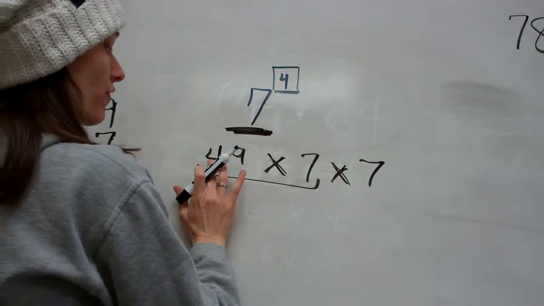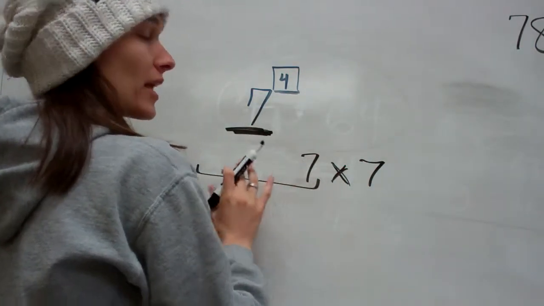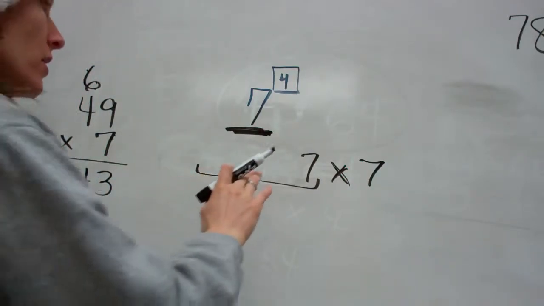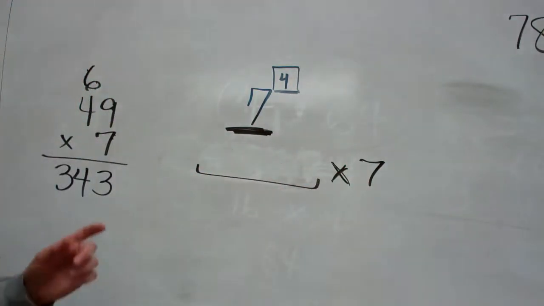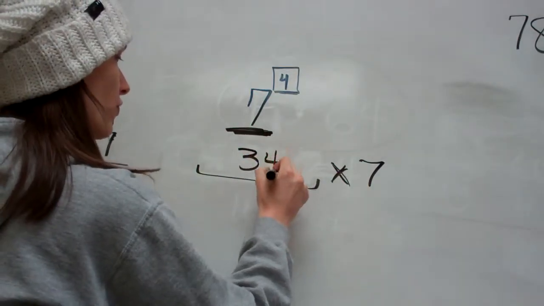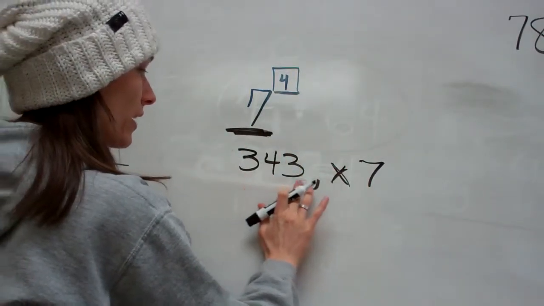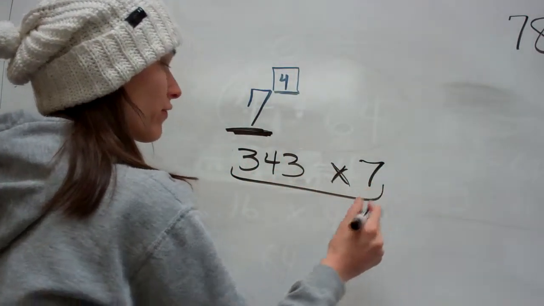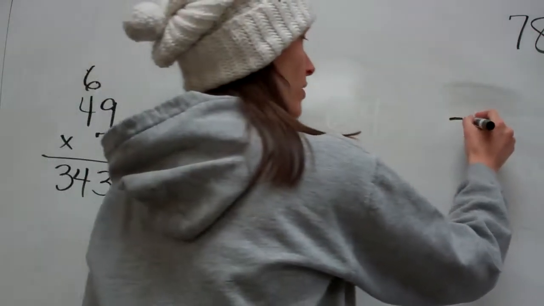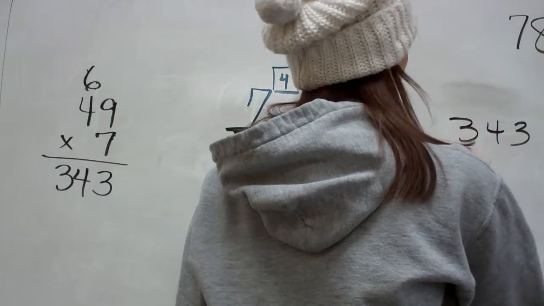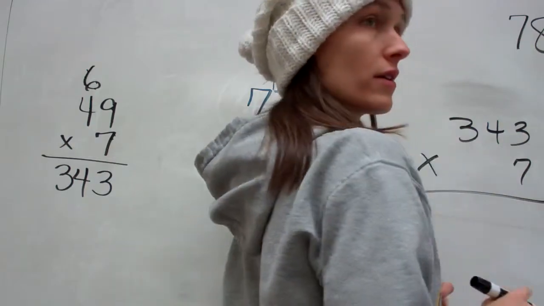So the answer to 49 times 7 is 2,300. Levi. Okay, so I'm going to erase that, and the answer so far right here is 343. Now I'm going to multiply 343 times 7. What did you get? I didn't do that part yet.